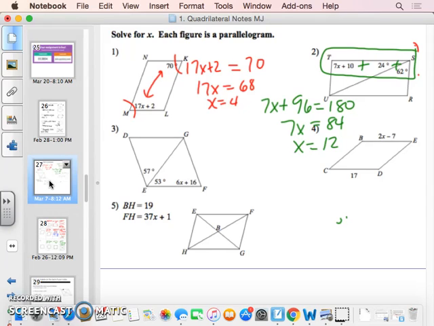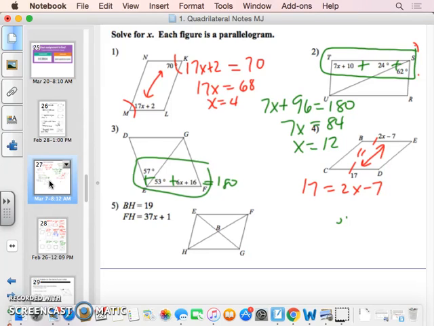Now, problem number 3 is exactly like problem number 2. This is going to be same side interior angles. So you're going to add them all up and set it equal to 180. And then I noticed that number 4 is just like number 1, except we don't have opposite angles, we have opposite sides, but we know they're congruent to each other. So you're going to set them equal to each other. 17 equals 2x minus 7.